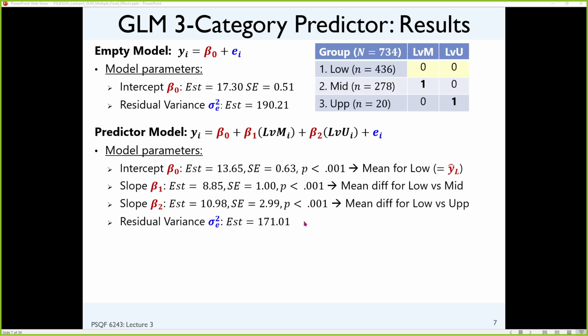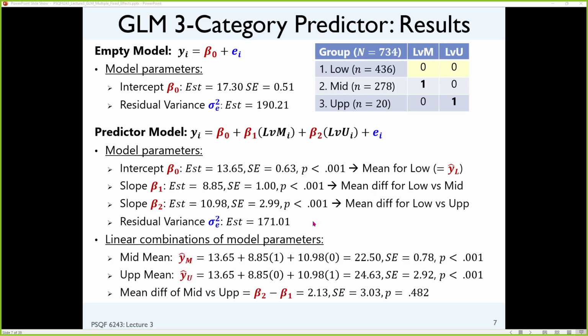Okay, now the fun part, differences in linear combinations. The model tells me what the middle group mean is predicted to be. I create a predicted outcome using the betas that were obtained and the values of the variables for the predictors that multiply them. So 13.65 is what beta 0 was estimated to be. 8.85 is what beta 1 was estimated to be. If I'm predicting the mean for the middle group, then L versus M turns into a 1.